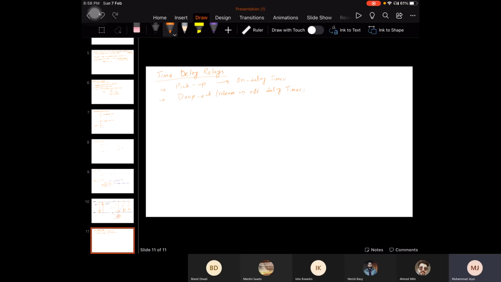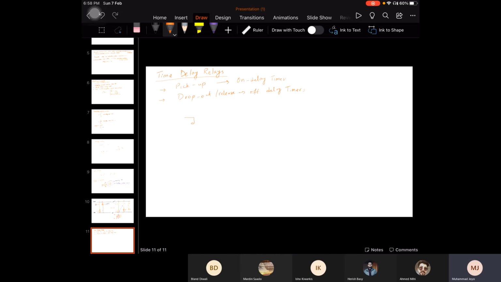Okay, so these two are basically timing relays. They are related to time, and what happens is that once the coil is activated in a pickup delay timer, the timer is turned on, but the output is not turned on. It will be turned on after a certain time.